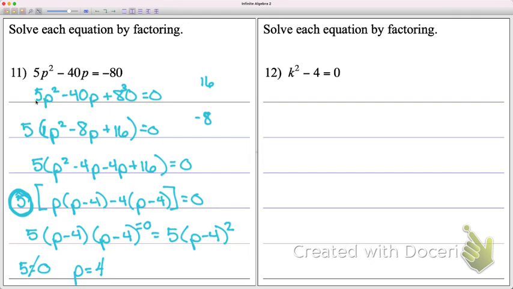Okay. Now, this is difference of squares, guys. Do you guys remember the rule? Z equals 0. We're done. Okay. Difference of squares. Now, is k squared a perfect square? Yeah. Do I have a difference? Yes. And is 4 a perfect square? Yes. So we're going to factor it, and then I'm going to show you the rule.